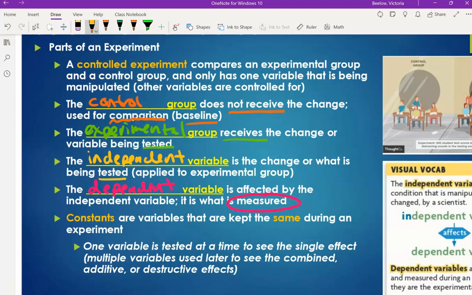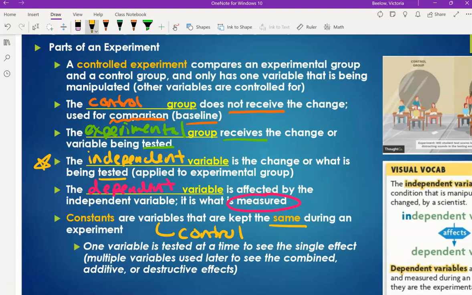And then lastly, we have constants, or variables that you control or keep the same during the experiment. So you want to make sure that the only thing influencing the results of your experiment is the independent variable. You want to make sure that this is the only thing that's influencing the results.